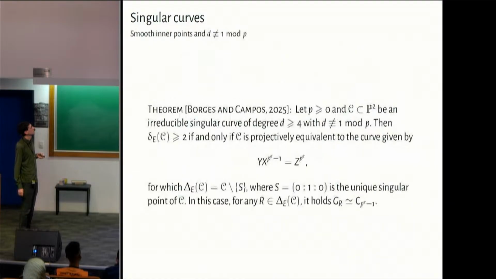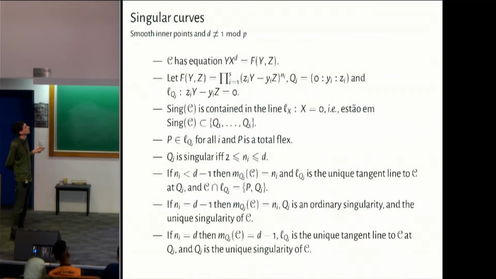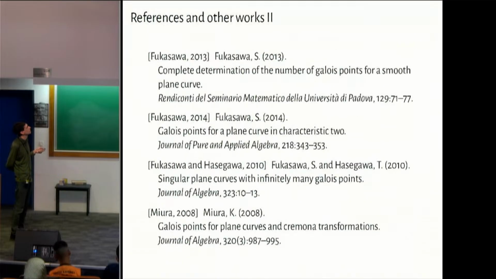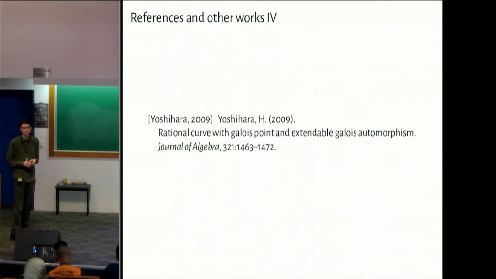And the last result is this one. If D is not 1 modulo P, and the degree of the curve is at least 4, then we have that the curve has at least two inner extendable Galois points if and only if it's given by this equation. And this curve right here has infinitely many Galois points. So here's the proof, and that's it. Thank you.